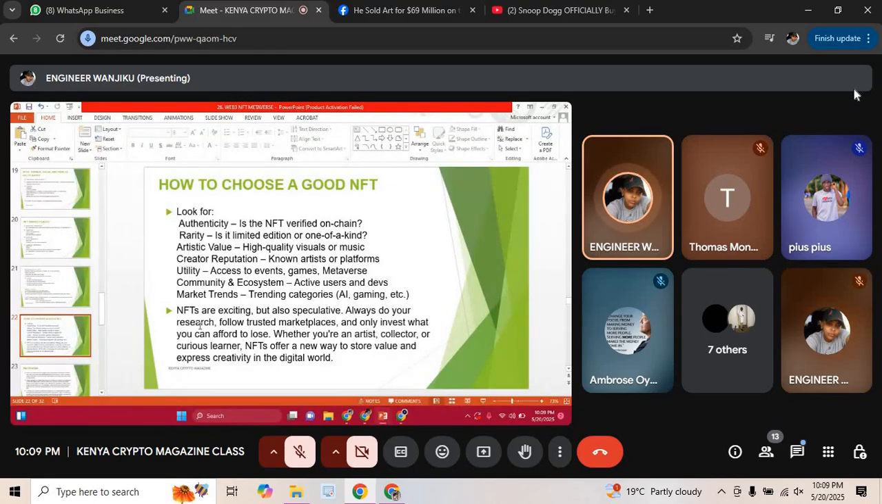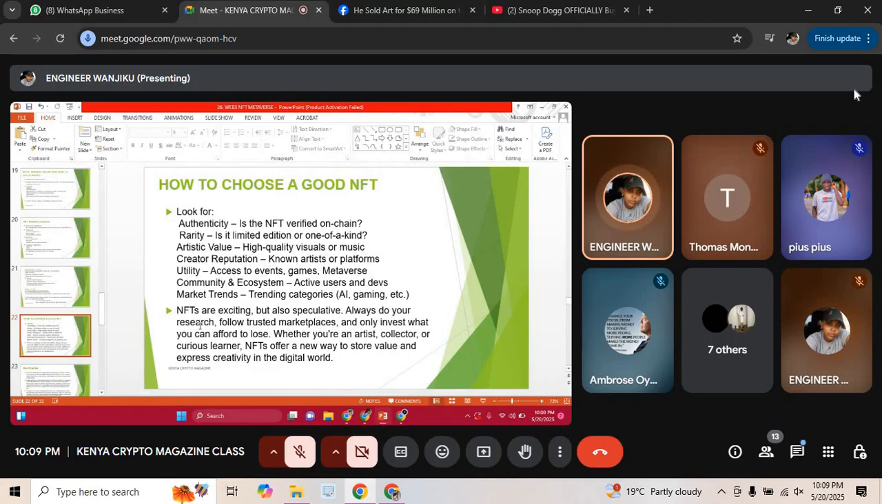Number one, look for authenticity. Is the NFT verified on-chain? On-chain, we mean on the blockchain. Number two, rarity. Is it a mint, limited edition, or one of a kind? Number three, artistic value, high quality visuals or music. Then the creator's reputation. For example, if you find Michael Wickelman has another art, it will be more reliable to invest in such. So a known artist or known platforms.